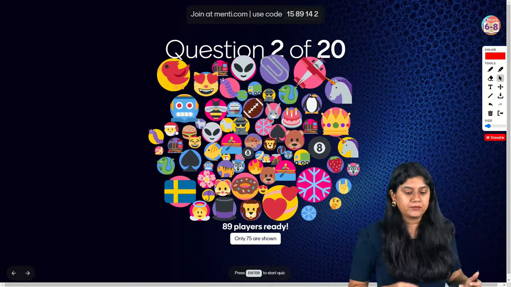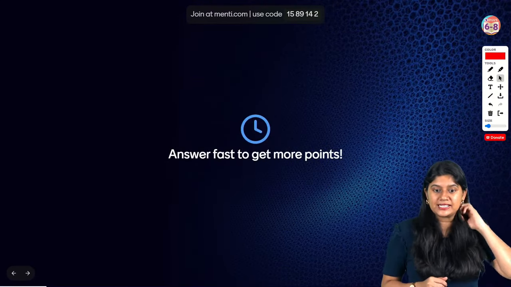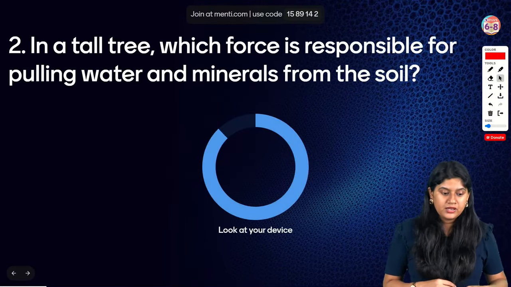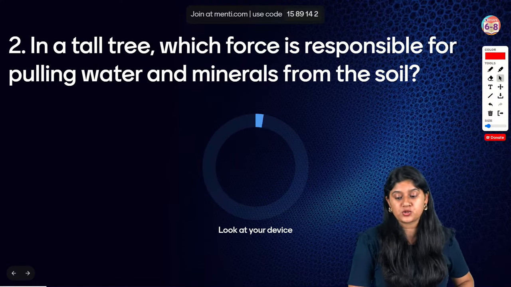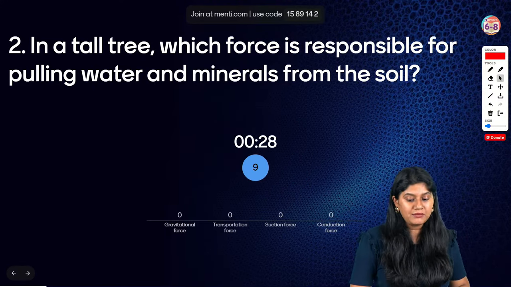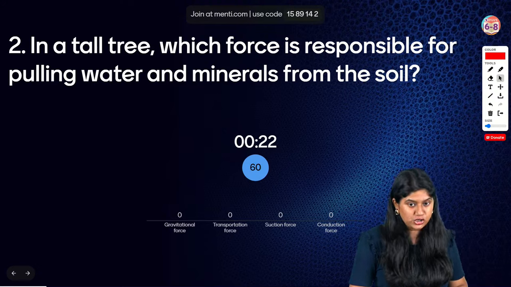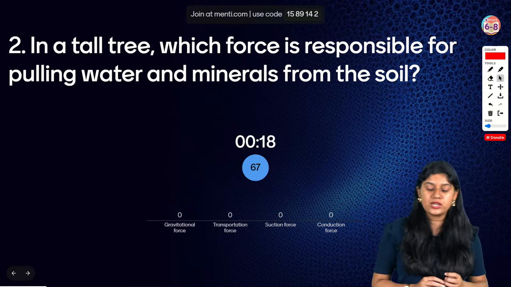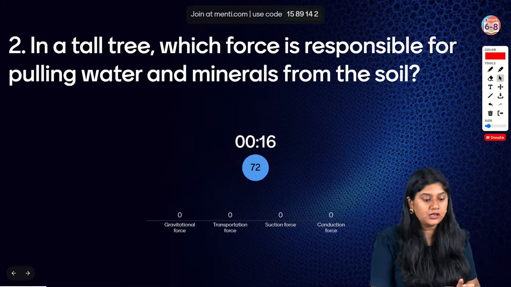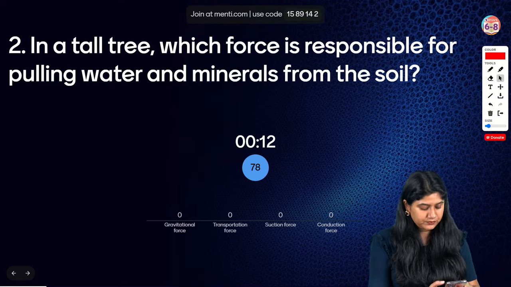Okay, everyone. Chaliye. Question number 2 on our screen. Let's take a look over here. In a tall tree, which force is responsible for pulling water and minerals from the soil? Easy peasy question, everyone. Anushka, you need to go on www.menti.com. Use the code 1589142. In a tall tree, which force is responsible for pulling water and minerals from the soil?